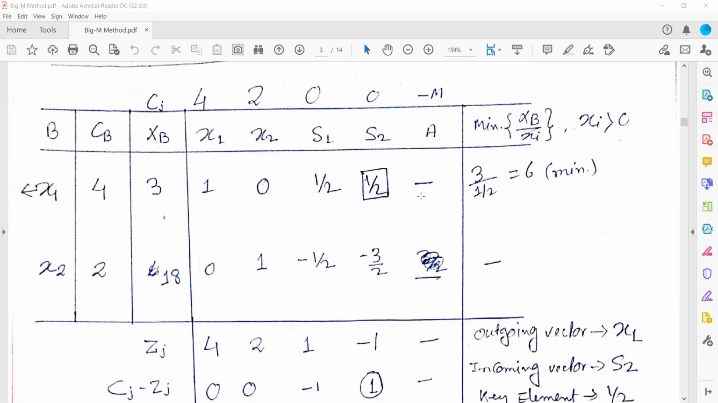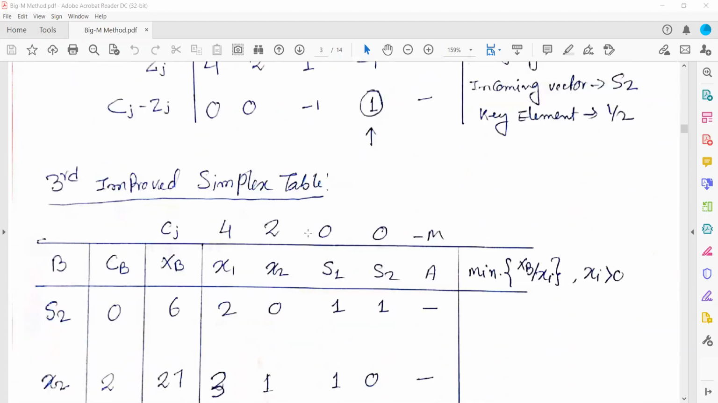But once the artificial variable has gone out of the basic variable column, then in the next simplex table, whatever you write, there will be nothing under the artificial variable. Don't write anything once the artificial variable has gone out of your basic variable column. Is that clear?